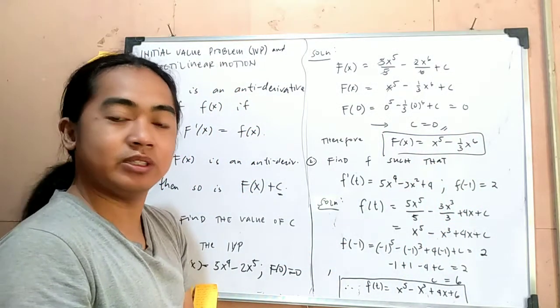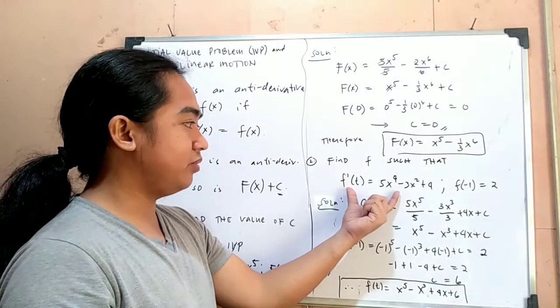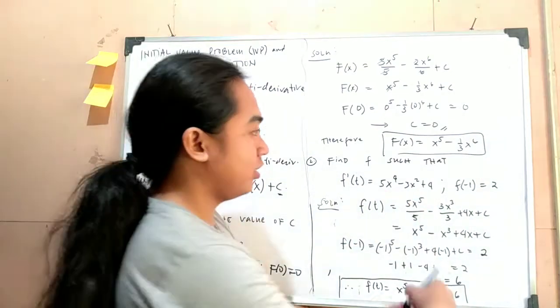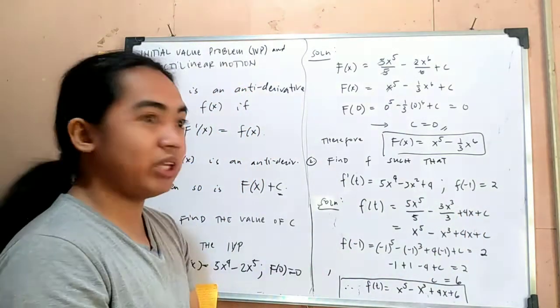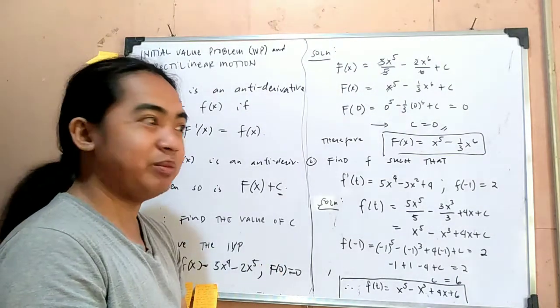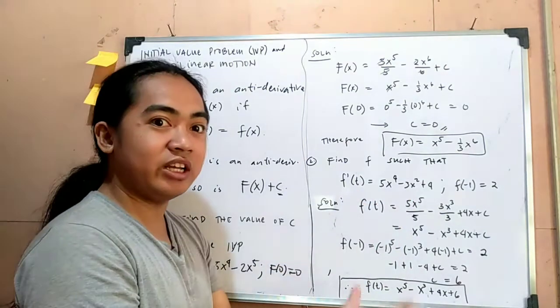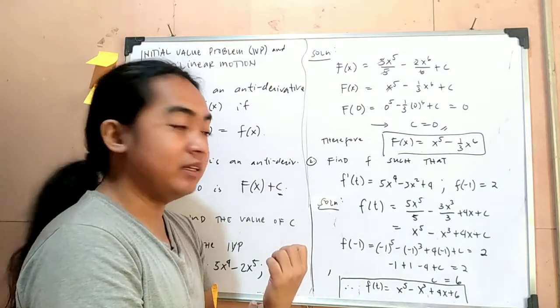Another example is, we find f such that the derivative of f is this function such that f of negative 1 is equal to 2. Actually, iba lang yung notation, no? Hindi na capital and small letter. Pero ganun pa rin, no? Para makuha mo yung f prime of t, saan siya nanggaling? So, it is asking for what's the antiderivative of f prime of t.